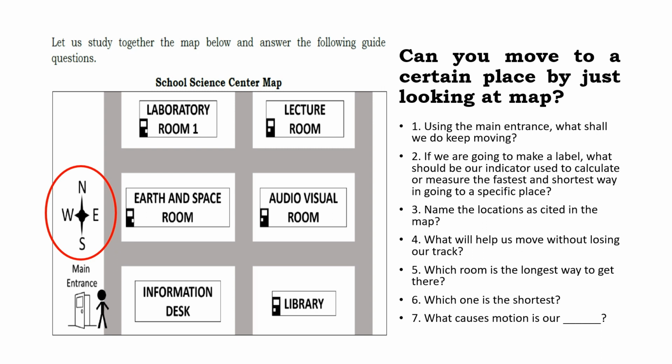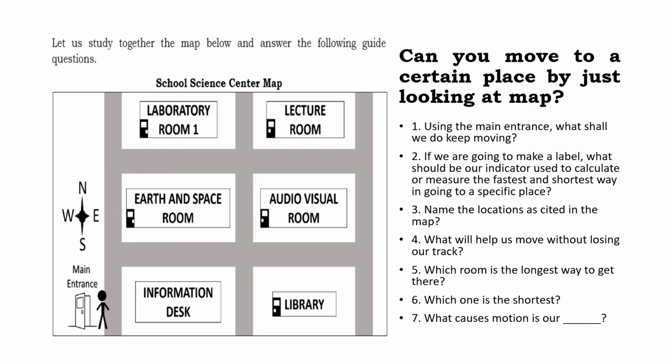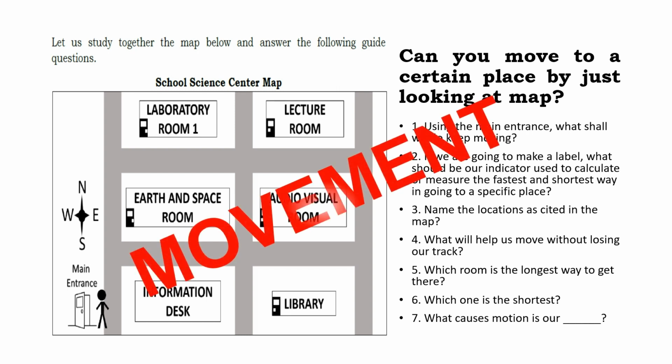We can't lose our track by following direction. Very good. Which room is the longest way to get there? And the answer is the lecture room. Very good. Which one is the shortest? The information desk. Good job. This page, you will be asked what causes motion? And the answer is movement. Again, what causes motion is our movement. Good job.